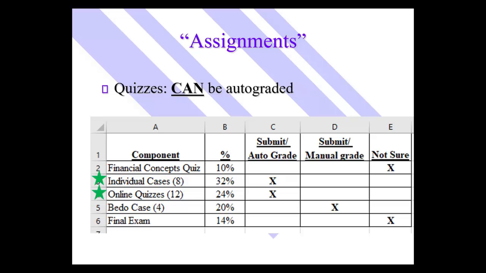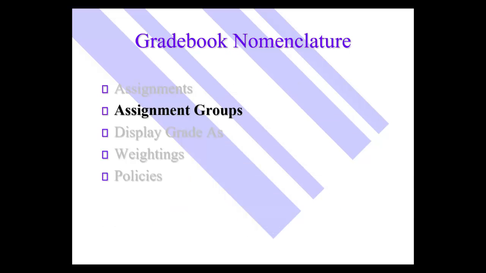On the other hand, my individual cases, there's 8 of those, and my online quizzes, there's 12 of those. Those I've got set up so that there's a multiple choice question, and then there's a right answer and wrong answers, and the students submit them via Canvas, and Canvas automatically grades those. So that's great. 20 of my 26 components, Canvas is going to do all the work. Those quizzes will be down in the quiz bucket, but they will also be up in the assignments bucket.